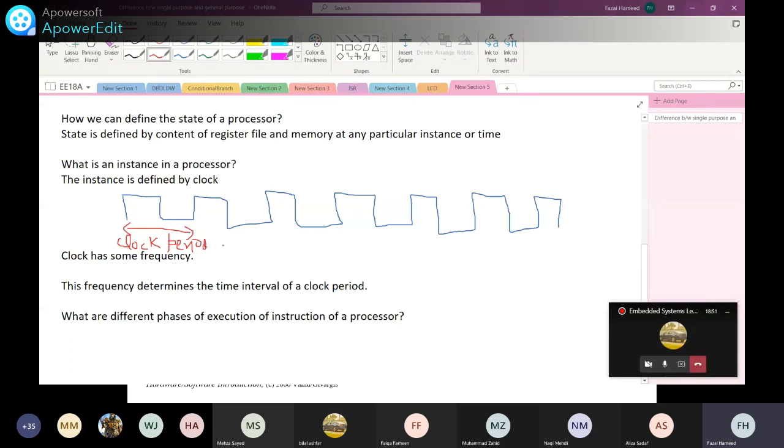If you look at the clock, it has a rise time. So this is the rise time. And the clock is one for some interval. So this is the one. Now we have then a fall time. Can you see the fall time? And for some other duration, logical zero.